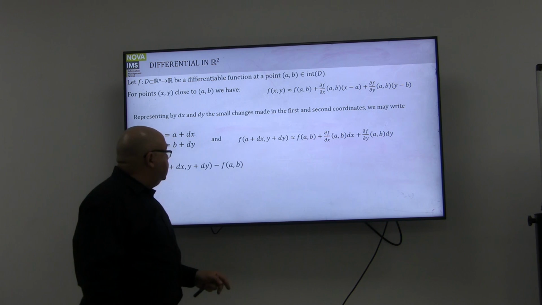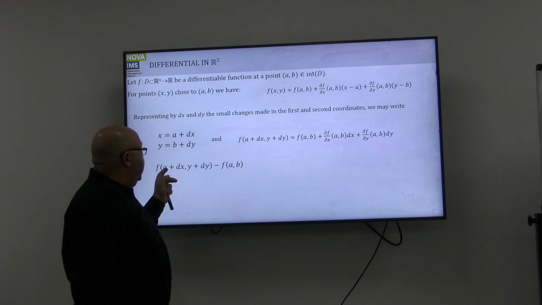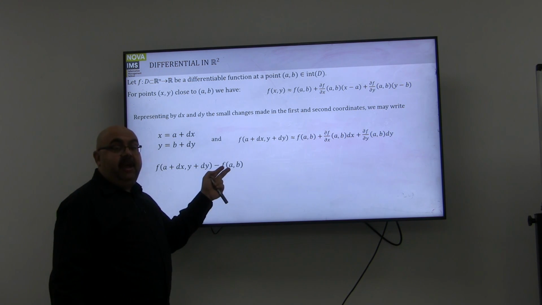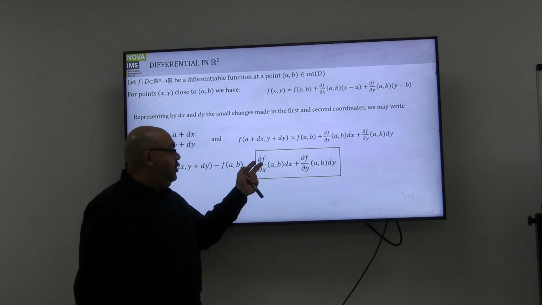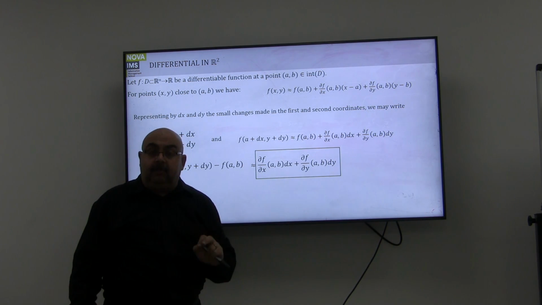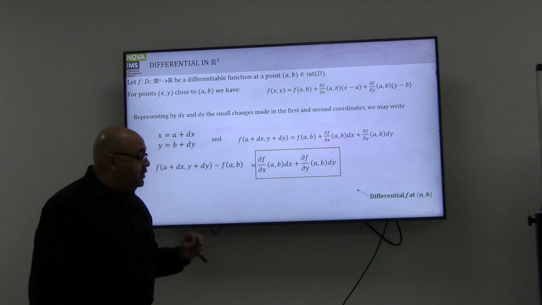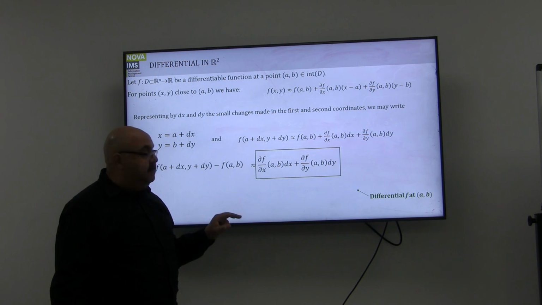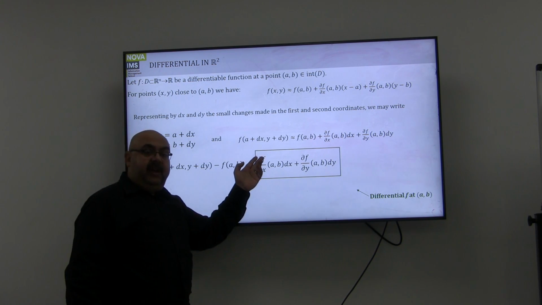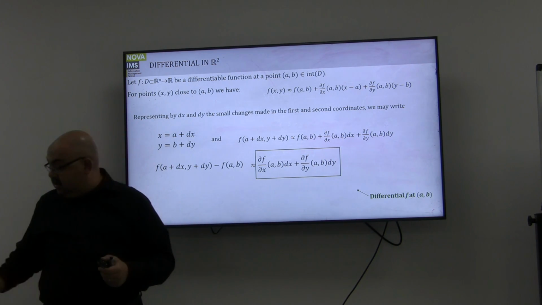And now I can get, as I told you, the difference between the main function at a plus dx and f of a, b, which is the value of the differential, and it is going to equal the partial derivatives times dx and dy. So bottom line, if you are asked to find the differential of f at a, b, this is the equation that I'm using: get the first derivative with respect to x at a, b times dx, the first derivative of f with respect to y times dy, and you will be able to get your differential.